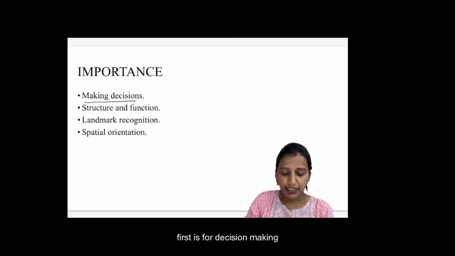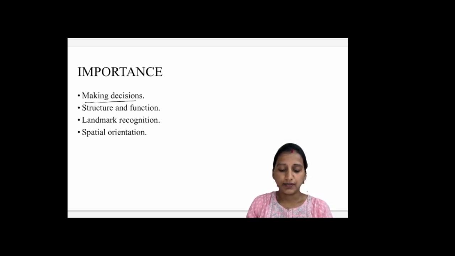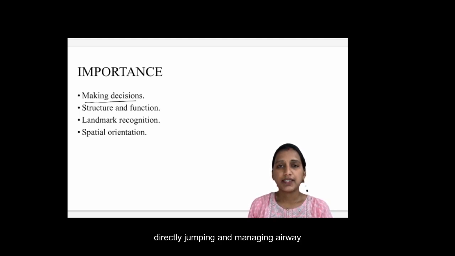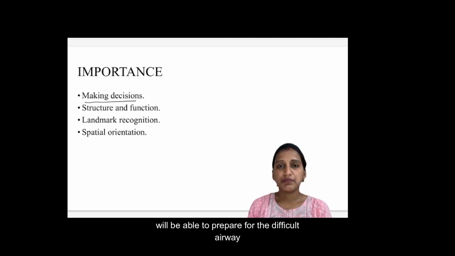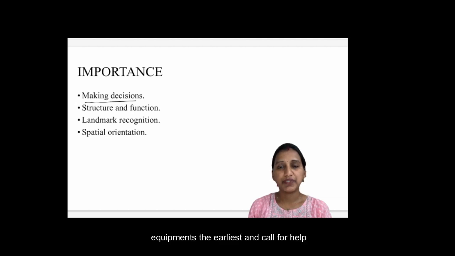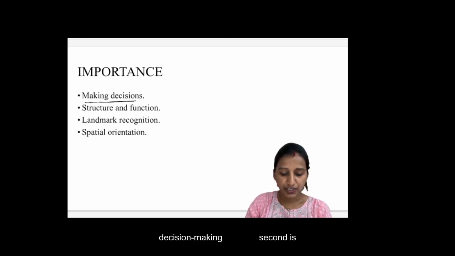First is for decision making. For example, while managing a sick patient in the emergency department requiring airway management, rather than directly jumping in and managing the airway, first we have to plan and prepare for the airway management. So knowing the anatomical and the physiological aspects and the difficulties anticipated, we'll be able to prepare the difficult airway equipment at the earliest and call for help accordingly. So it is very important for decision making.